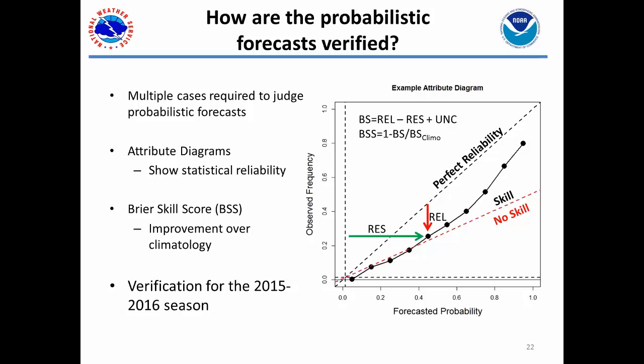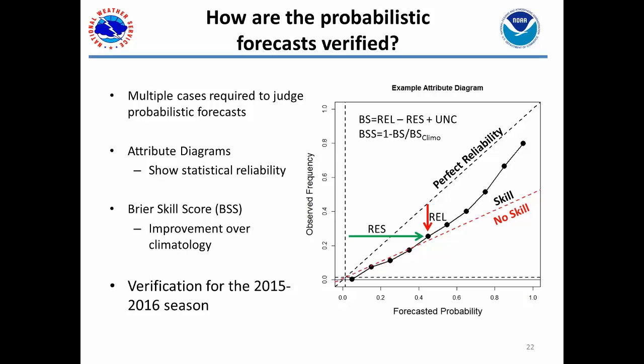So the figure on the right here is an example of an attribute diagram. And this diagram contains a wealth of information. First off, if our forecasts were perfectly reliable, then the black dots here should all fall along the black dashed diagonal reference curve. And that would indicate that the forecasted probability matched the observed frequency.